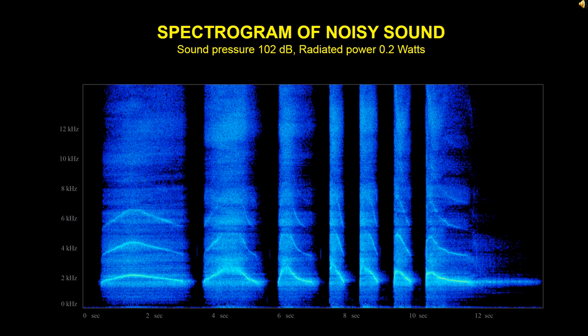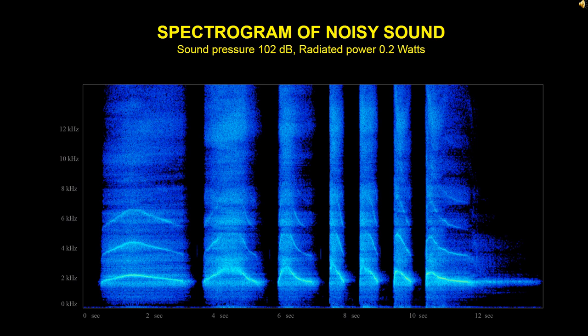It was the first death resonator to be analysed and assessed using proper acoustic techniques. Its sound pressure was 102 decibels, measured with a sonometer at 1 metre and 0 degrees, or an acoustic radiated power of 0.2 watts. Its noisy sounds were also analysed with spectral techniques.